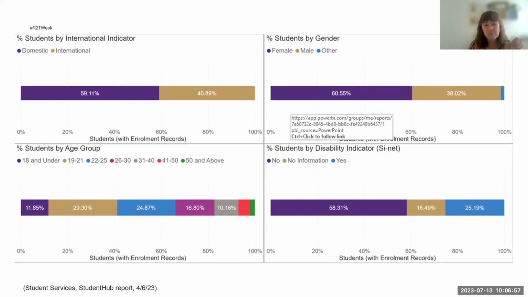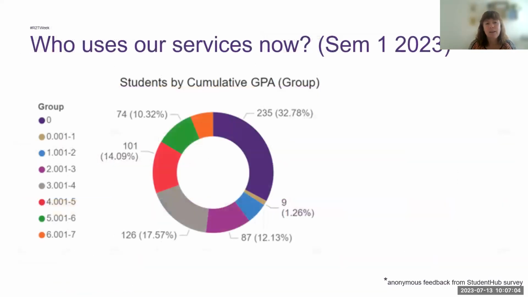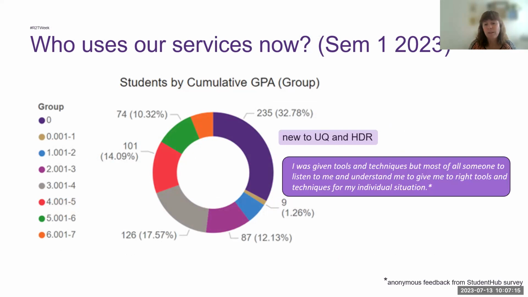Okay, so you can see that there's no particular group of students that we can say use our services more or less than any others. So if we look at why and what the feedback is from some of these students, let's have a look by the first cohort, the new to UQ and HDR. I've got two quotes here for you. The first one is from a new to UQ student, and this was anonymous feedback taken from the Student Hub survey.